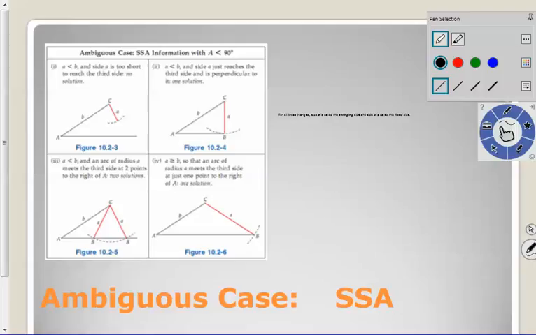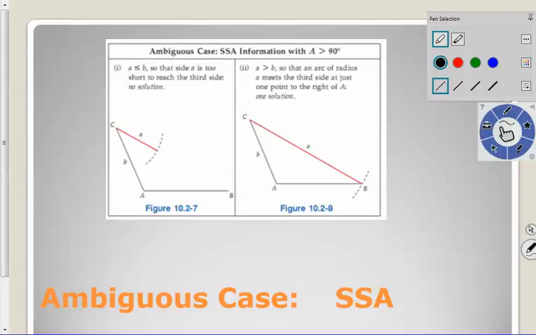So in this one, you can see that if side A is less than side B, A is too short to reach the third side, so there's no solution. If A is less than B and it just barely reaches, kind of like a perpendicular, you have one solution. And sometimes if A is less than B, there's a possibility where this side can swing out, and so you have two answers, this triangle right here and the other one right there. And then there's also the one triangle, when A is greater than or equal to B, so you know it's good to go. So you have to consider those things when dealing with this.